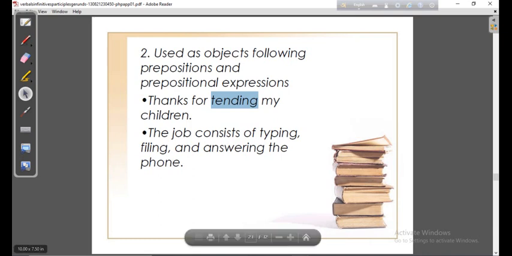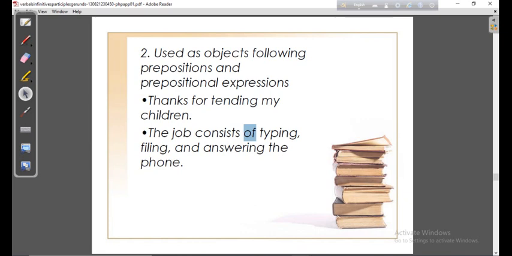The job consists of, look here, of is the preposition, and after it typing, filing, and answering the phone. Typing, the ing form, has taken ing, type. Filing has taken ing, answering has taken ing. So these are the gerunds now, because they are used as an object to the preposition of.